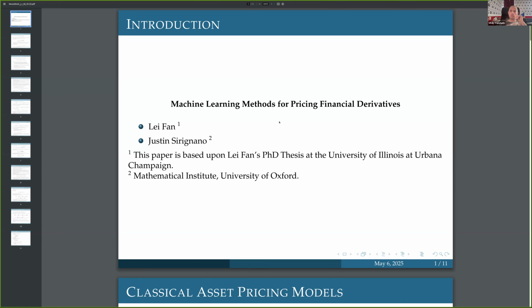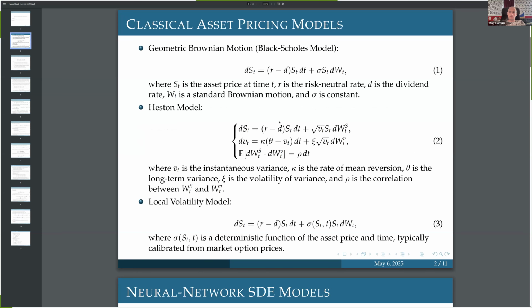So is it mostly the stock market? It's about pricing of options. Options, okay. Let's begin with the classical models that form the foundation of financial pricing.